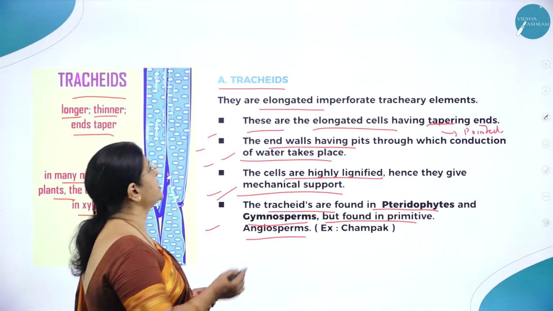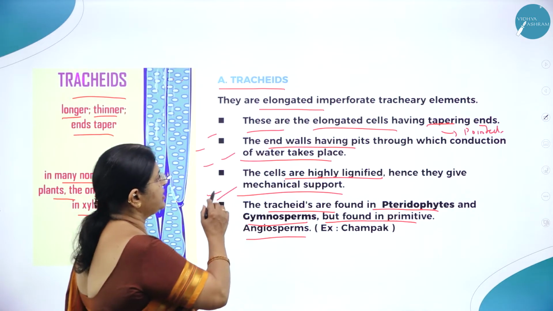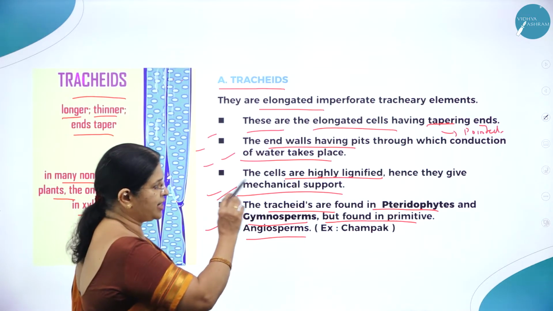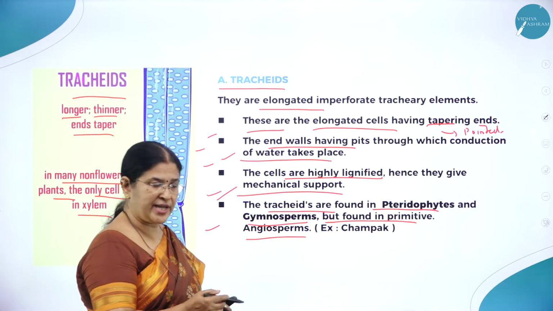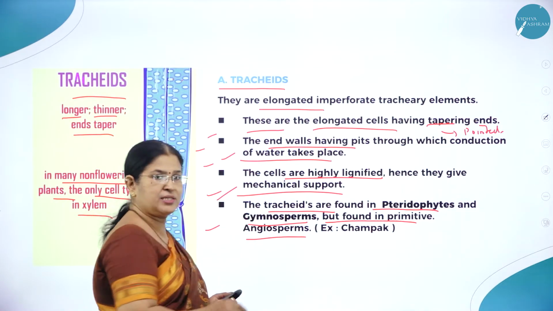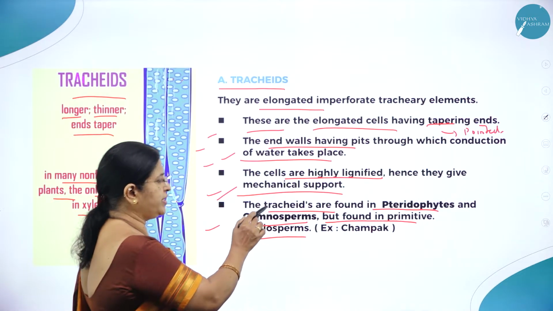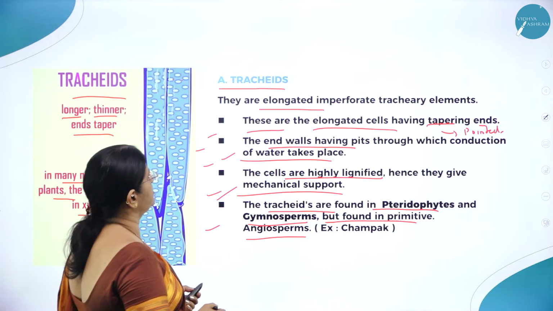So what are tracheids? They are elongated imperforate tracheary elements. These are elongated cells having tapering ends, the end walls having pits through which conduction of water takes place. The cells are highly lignified, hence they give mechanical support. The tracheids are found in pteridophytes and gymnosperms, but also in primitive angiosperms.